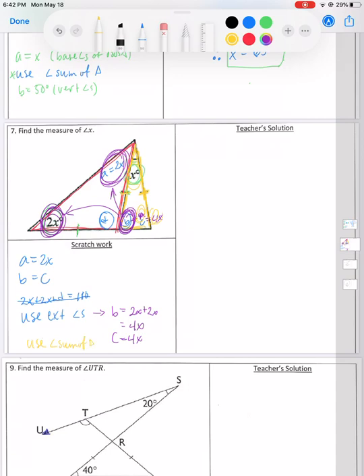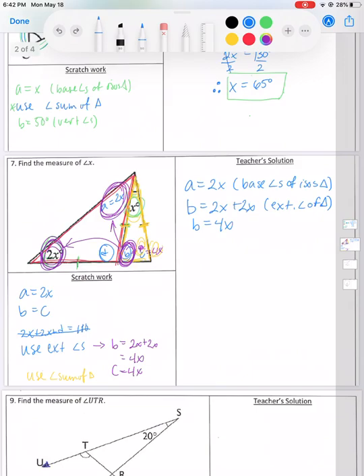So here's how all this is going to shape up. Our first step was showing that A was 2x, from base angles of isosceles triangle. Then we said that B was equal to 2x plus 2x by external angle of triangle. And we have B is equal to now 4x. Now since B and C are base angles of another isosceles triangle, we can say that C is equal to 4x. Sorry about that.